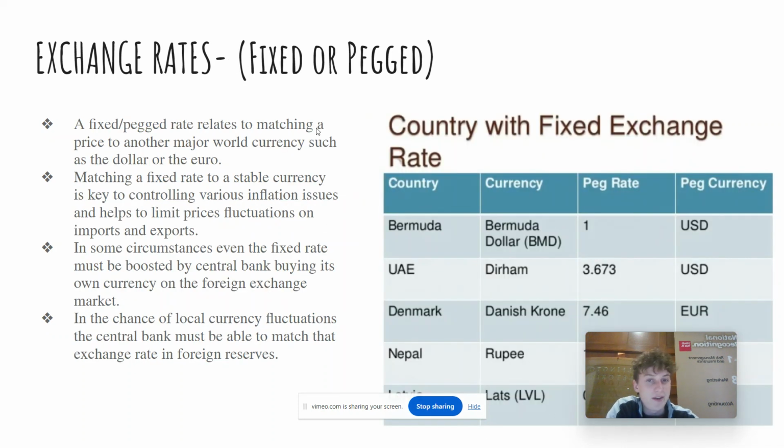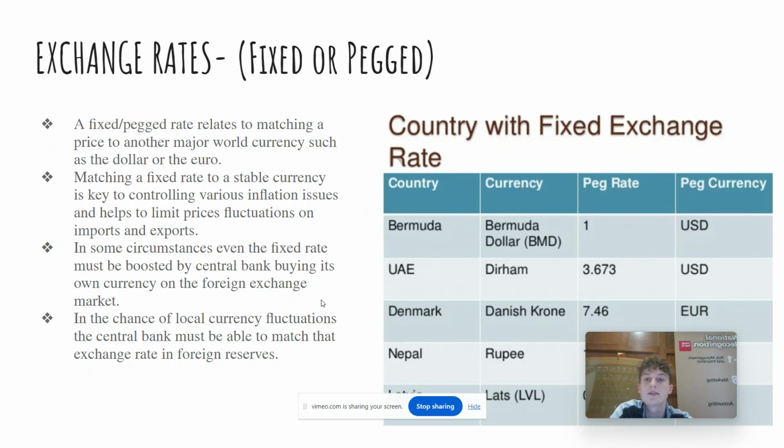Next, we'll be looking at fixed or peg exchange rates, which is over on the right side. You can see the U.S. dollar, euro. It's mainly the most strong currencies around the world that hold up the best against others. So, a fixed peg rate relates to matching a price to another major world currency, such as the dollar or the euro. Matching a fixed rate to a stable currency is key to controlling various inflation issues and helps to limit price fluctuations on imports and exports.